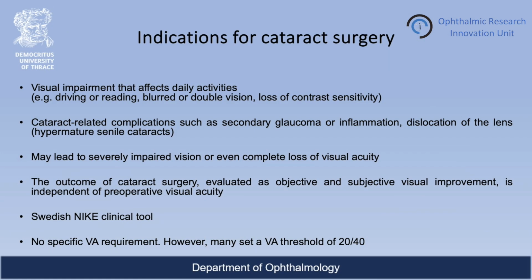Now, let's discuss the indications for cataract surgery. Visual impairment, which interferes with daily activities such as driving or reading, is one of the primary indications. Patients often report symptoms like blurred or double vision and a loss of contrast sensitivity. Additionally, cataract-related complications, such as secondary glaucoma or inflammation, and lens dislocation, particularly in cases of hypermature senile cataracts, may necessitate surgical intervention. It is crucial to note that the outcome of cataract surgery, both in terms of objective and subjective visual improvement, does not solely depend on preoperative visual acuity.